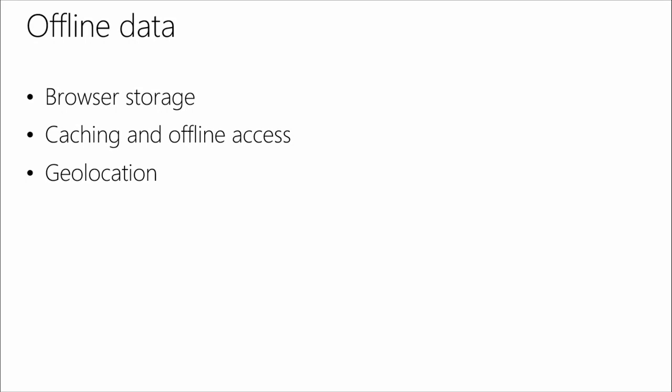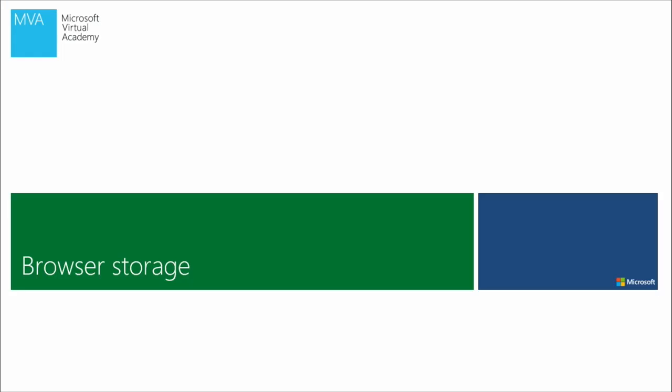So let's start digging in and taking a look at the different tools that are available to us for enabling offline data. We're going to take a look at browser storage, and caching and offline access. And geolocation doesn't really belong in this section, but is going to be there anyway. But let's start off talking about storage.